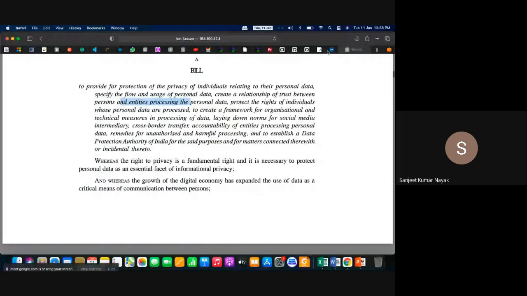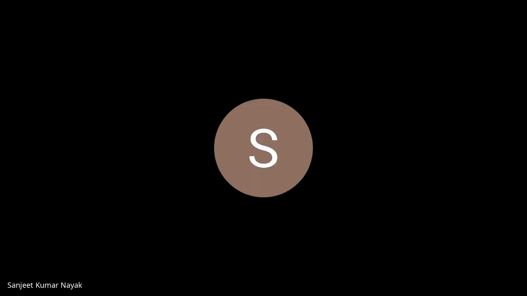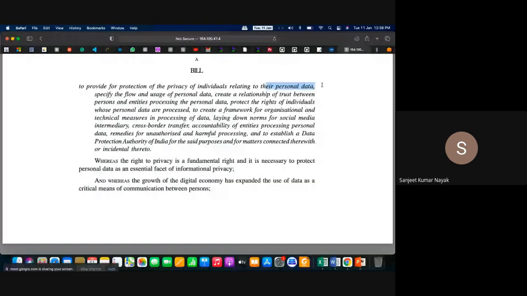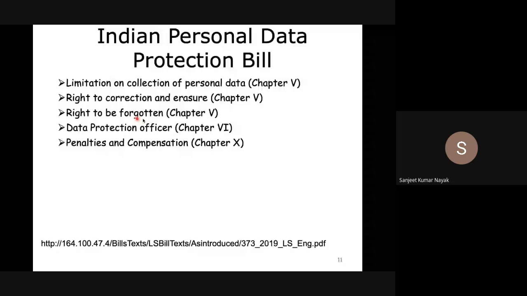Because this is a Lok Sabha bill, presented in Lok Sabha, you can access it. I shared it in the chat, where you can know what this bill is, to provide the protection of privacy of individuals relating to their personal data. All these things are available. You can go through it. Similarly, right to correction and erasure, right to be forgotten, penalties and compensation, everything is available.